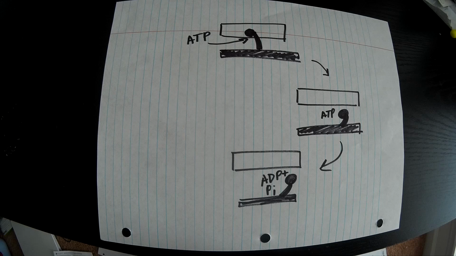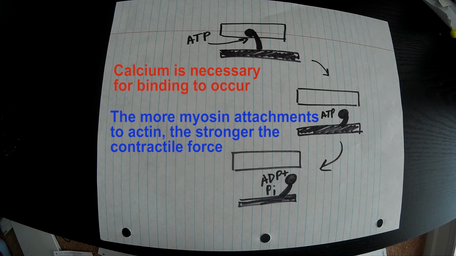So a couple of key things. The myosin head cannot bind to the actin if it does not have calcium. So the calcium has to be there to release the binding sites so that the myosin head can attach. Also, the stronger force that you can contract is going to be determined by the myosin cross bridges, so the amount of myosin that actually attaches to the actin.